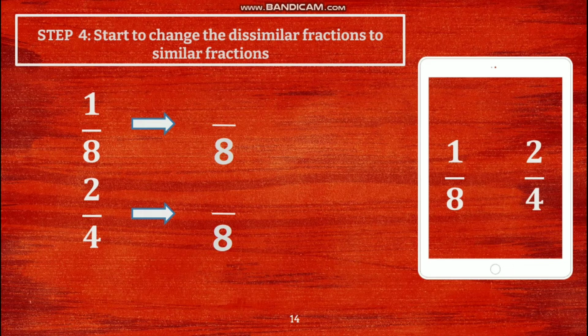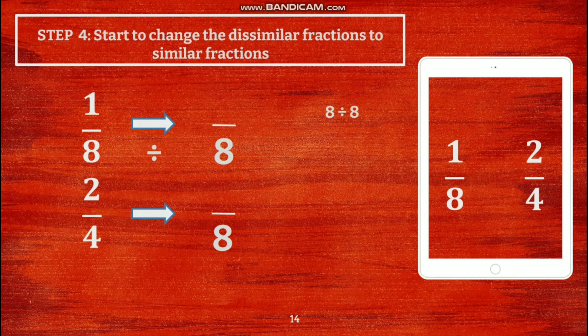As you can see, 1/8 and 2/4 now have the same denominator, which is 8. But since they don't have numerators yet, we will now look for them. To find the numerator of each fraction, let's do it this way. Let's start from the top fraction, which is 1/8. So we will make an equivalent fraction of 1/8.